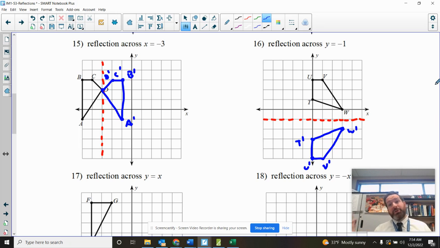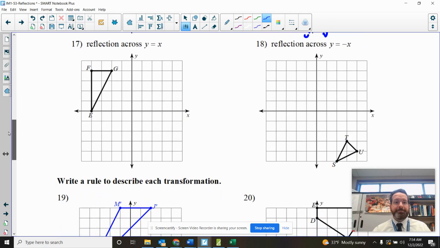Again, give it a look. Your mind should be able to say, yeah, that looks like the image has been flipped upside down, so we're in good shape. Next, the diagonal reflections. Y equals x is going to be a 45-degree angle line through the origin.